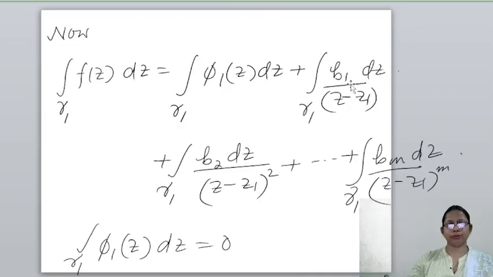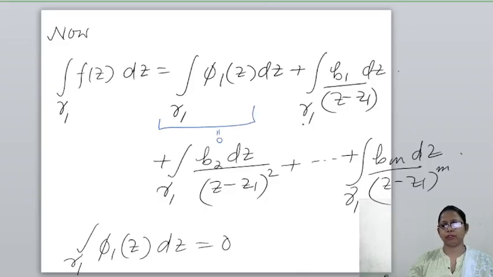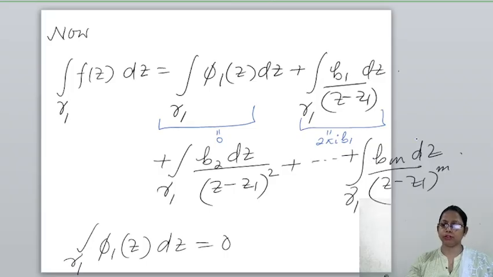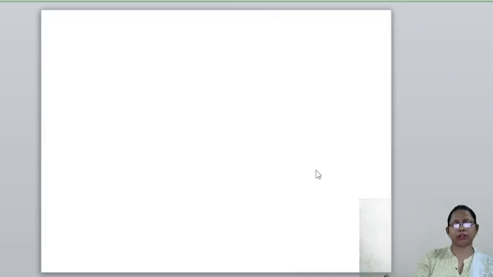Next we are going to check what the value of this one is, which is equal to 0. The value of this one is 2 pi i b1. Now I'm going to check what the value of this one is. If I put m equal to 2, I will get this term, using the b1 I have already found. In this way, up to b_m over (z minus z1) to the power m dz, I will get the value. So I will take the general term.